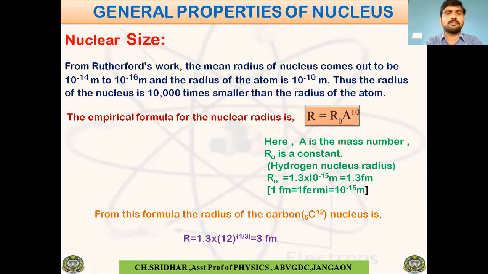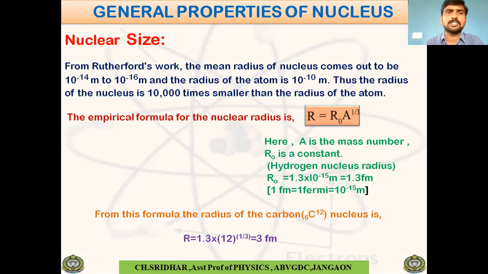From this formula, we can estimate the radius of the carbon isotope, that is carbon-12, as R is equal to 1.3 into A to the power 1 by 3. The A of carbon is 12, so 12 to the power of 1 by 3, and if you simplify, you will get R is equal to 3 Fermis. That is the radius of the carbon isotope, carbon-12. So this is about the nuclear size.